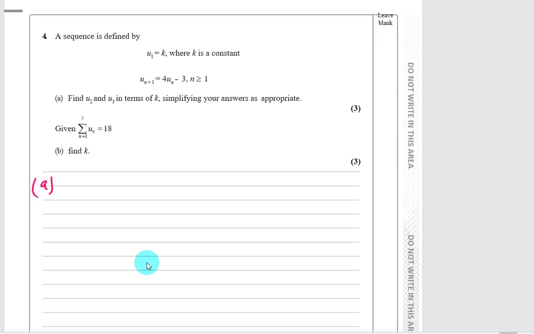Now we need u2. So u2 is equal to u(1 plus 1). So it equals 4 u1 minus 3. So it equals 4k minus 3.